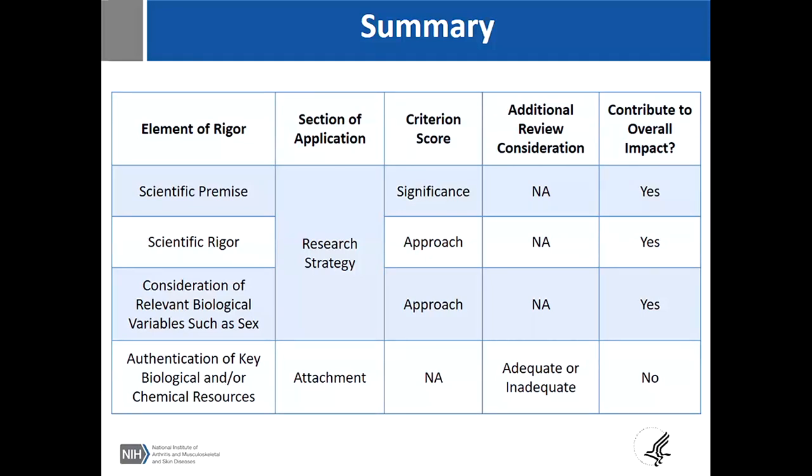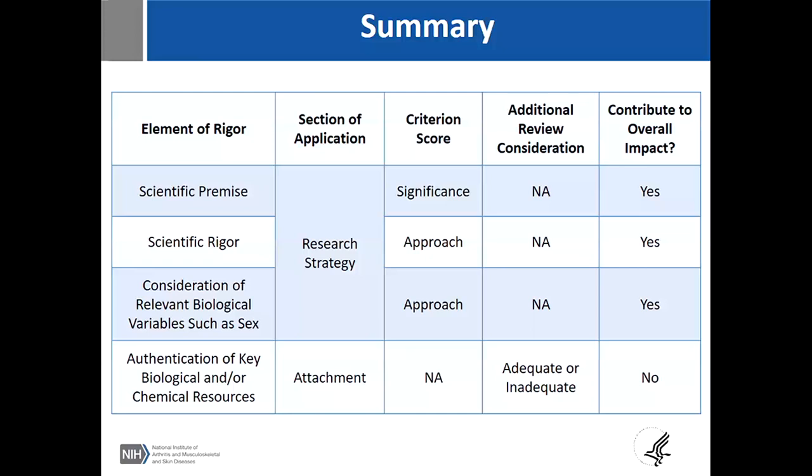In terms of how those are scored and associated in your summary statement, for example, scientific premise is considered under significance. Consideration of rigor and variables are both under the approach. And again, all three of those do factor into your overall impact score. So it's critical to address that in order to get the best possible score that you can.